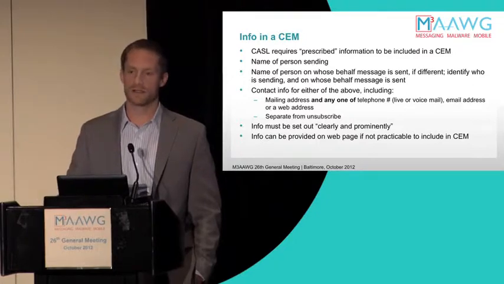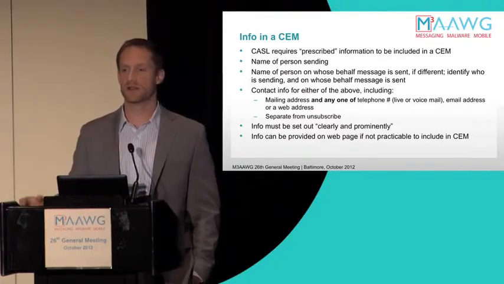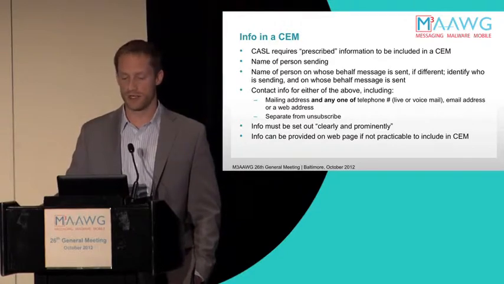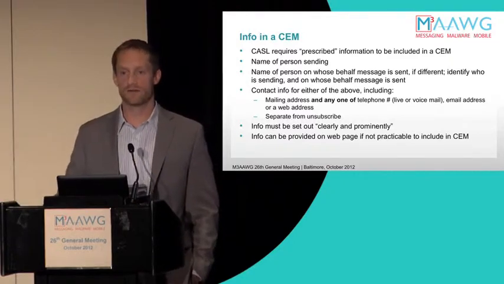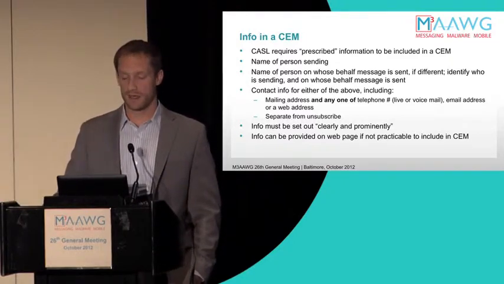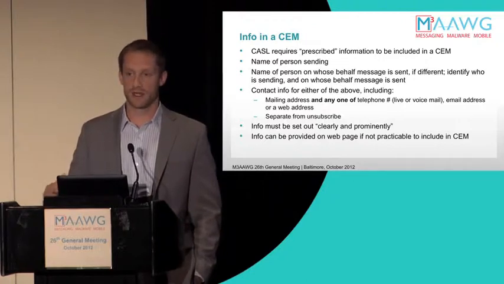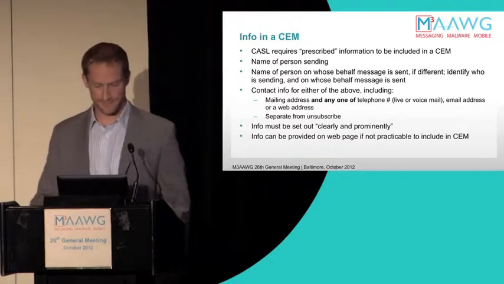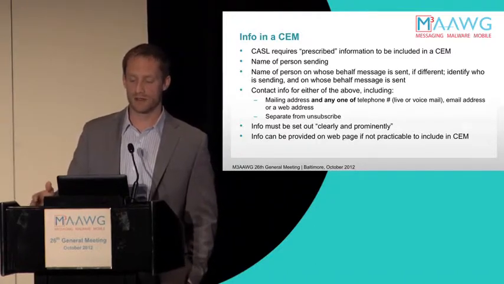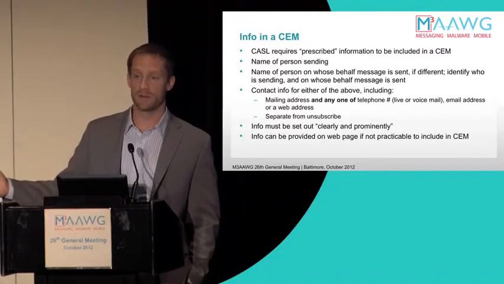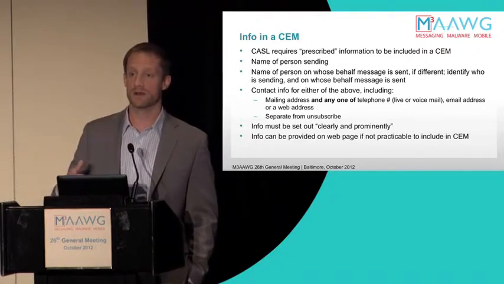Very similar requirements in terms of the information that we have to actually include in every commercial electronic message. The name of the person sending, again, if it's being sent by one person on behalf of another, identify both of those persons, and also identify who is sending and on whose behalf it's sent. Contact information. The information has to be set out clearly and prominently again. The prescribed identifying information can be included on a web page, so a link out to a web page, if it's not practicable to actually include it in the message itself.